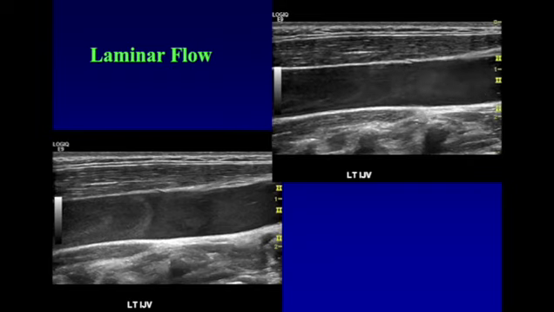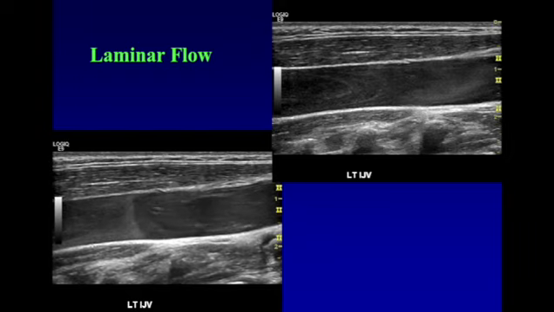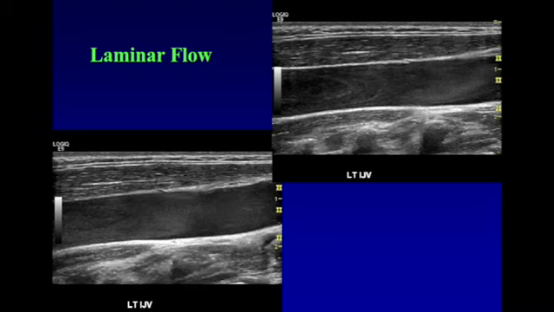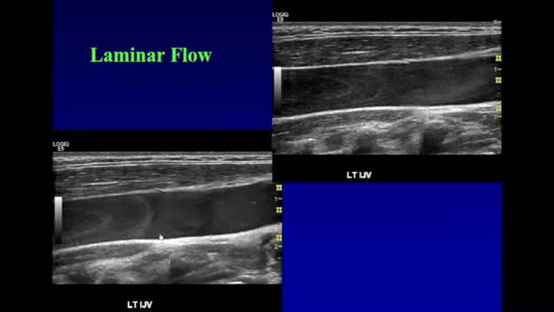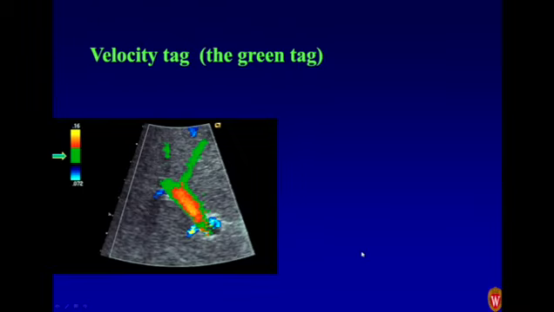So here's a B-flow of a jugular vein. And you can see as this person's cardiac activity stops and the flow surges forward, with the A wave it pushes back. But with the S and D waves, it'll surge forward, and you can see that parabolic waveform.